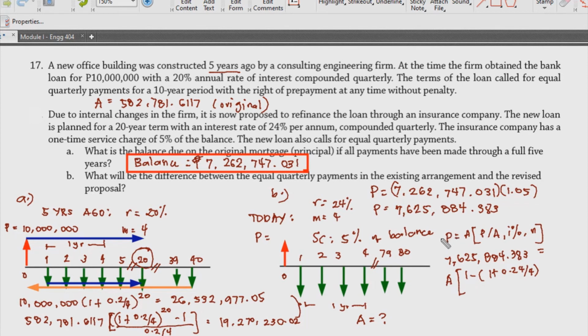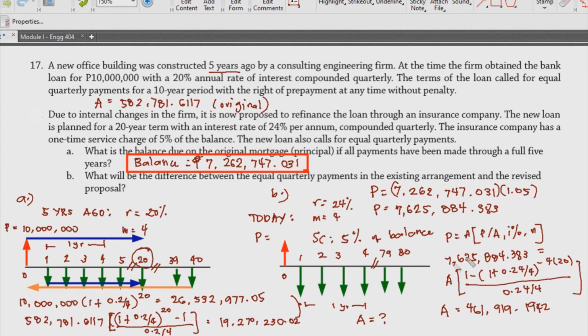So, we have 20 years. And then, for each year, meron tayong quarterly payments. So, times 4. So, that becomes negative 4 times 20. Okay? Then, divide this by 0.24 over 4. Okay, now this gives us a value of 461,919.1942. So that is our new value for our annuity.